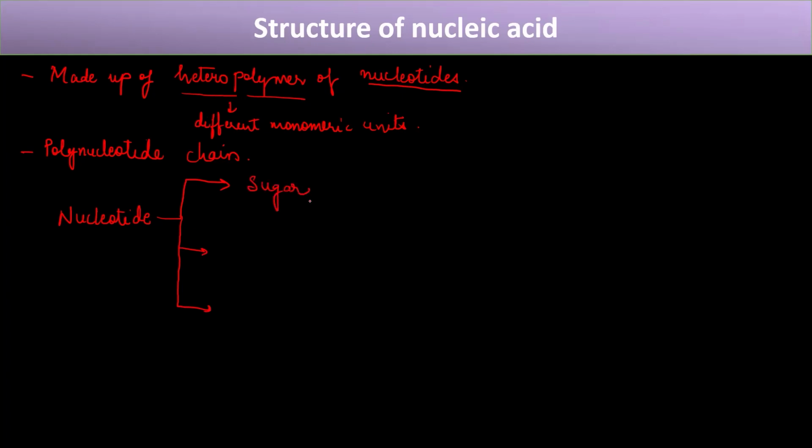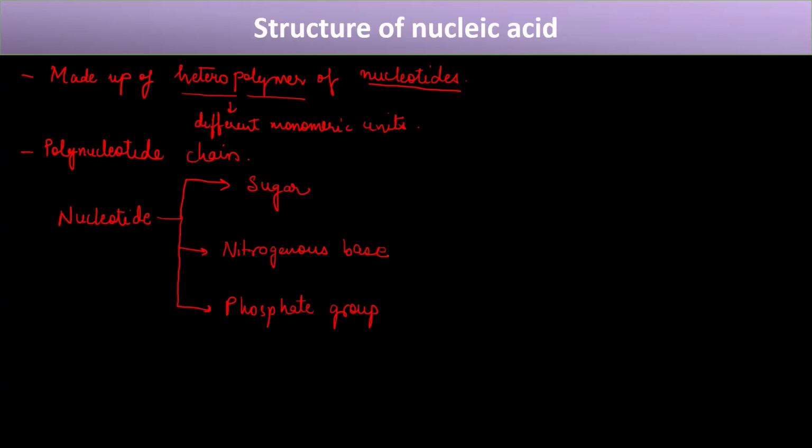So in the carbohydrate, we have understood what is sugar, right? So it consists of sugar. Second, it consists of nitrogenous base. And then third, it consists of phosphate group. Okay. So it has three components. The nucleotide has three components: sugar, nitrogenous base, and phosphate group.